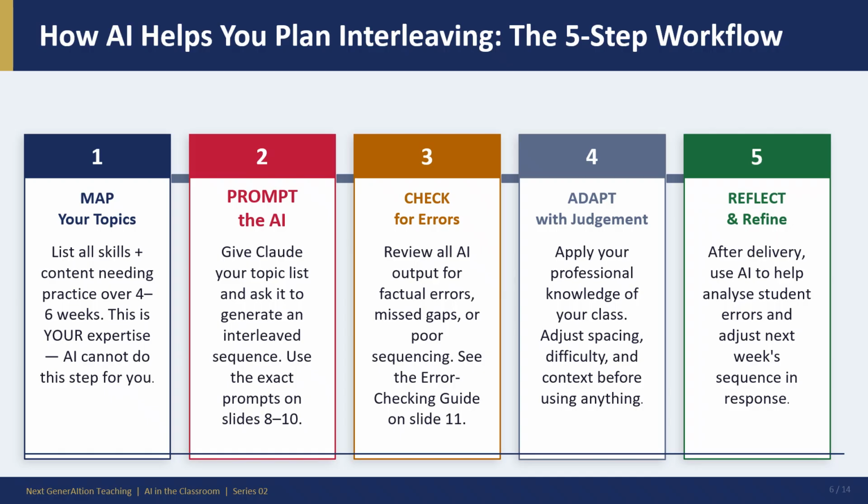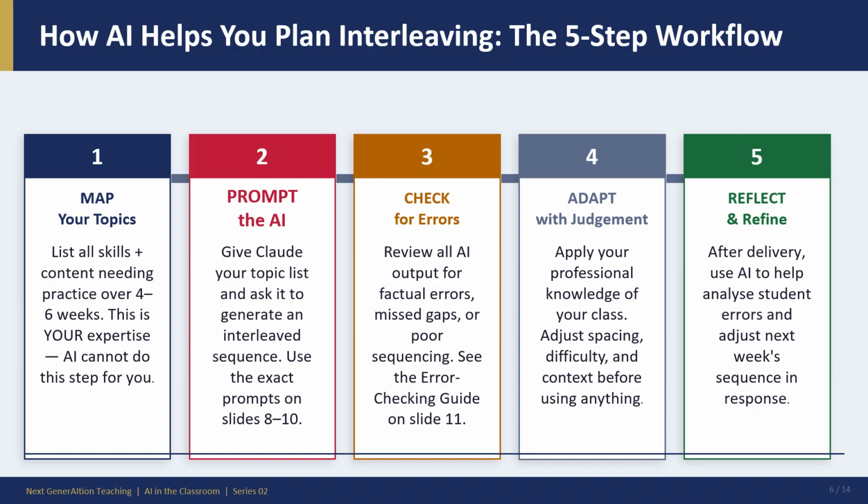Step 2 is prompt the AI. Once you have your topic list, you give it to Claude or whichever AI tool you use, and you ask it to generate an interleaved practice sequence. In a few moments, we'll look at the exact prompts that produce the best results. Step 3 is to check for errors. This is not optional. Before you do anything else with the AI's output, you check it. We have a full error detection checklist on slide 11. Factual accuracy, sequencing logic, appropriateness for your class, all of it needs your eyes on it.